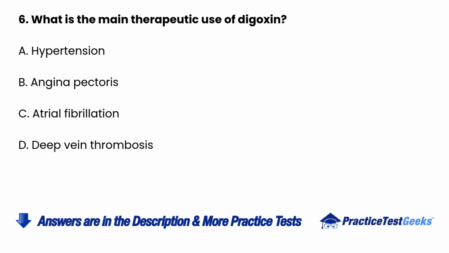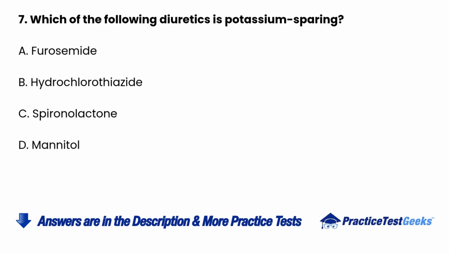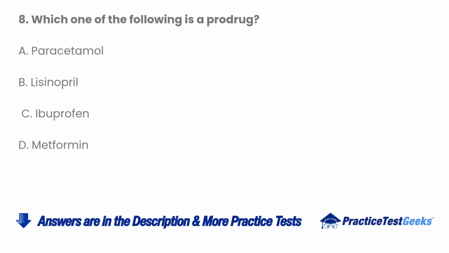7. Which of the following diuretics is potassium-sparing? A. Furosemide. B. Hydrochlorothiazide. C. Spironolactone. D. Mannitol. 8. Which one of the following is a prodrug? A. Paracetamol. B. Lisinopril. C. Ibuprofen.